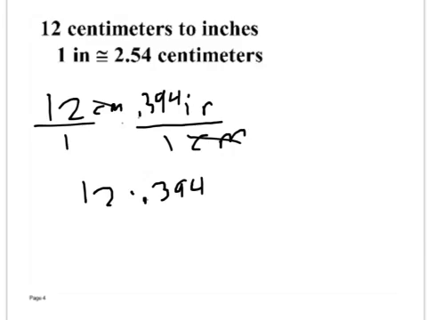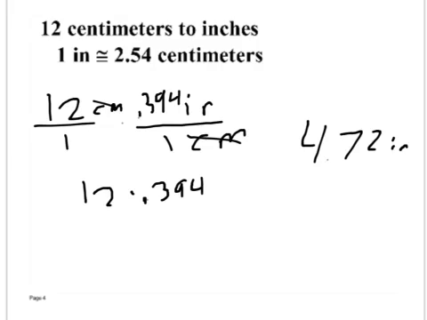I'm going to take 12 times 0.394. Anyone want to take a guess of what I get? The same answer. 4.72 inches. So, do you think it matters if I use the left numbers or I use the right numbers?